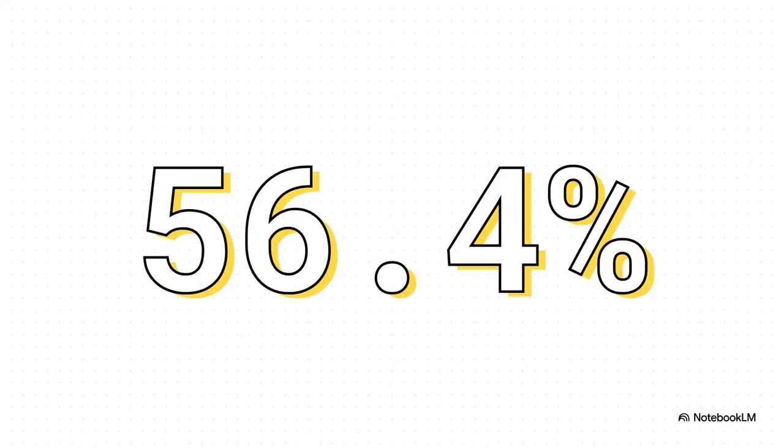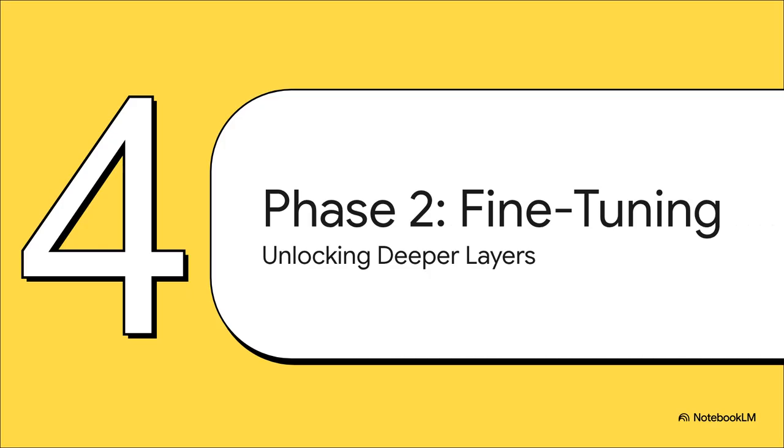And after that first phase of training is done, look at that jump from less than 0.5% all the way up to 56.4% accuracy. That is the incredible power of transfer learning right there. Just by training that small custom head, we've turned a generic image model into a pretty decent car classifier. But hey, we're not done yet. 56% is good, but we can do better.